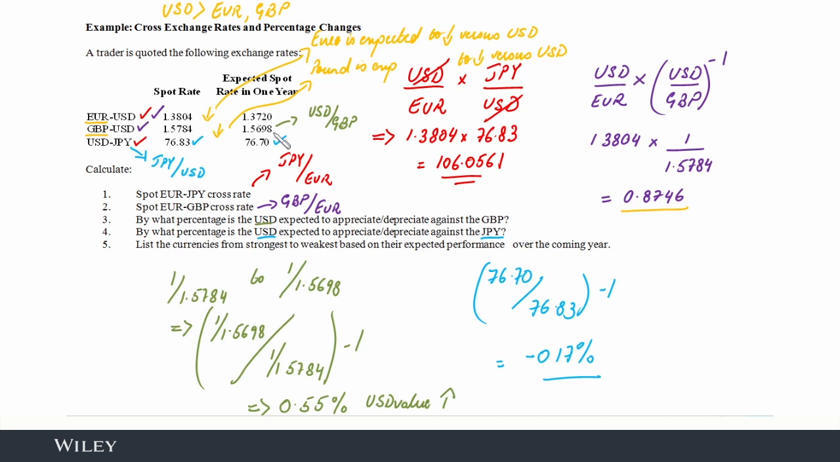To make this calculation, all we do is multiply the euro-dollar expected exchange rate, 1.3720, times the inverse of the dollar per pound exchange rate, or the pound dollar. So the inverse of the expected pound dollar exchange rate is 1 divided by 1.5698. So 1.3720 times 1 divided by 1.5698 gives us 0.8740.